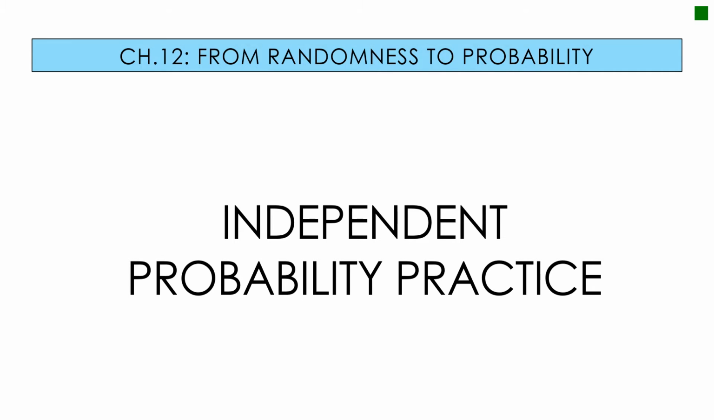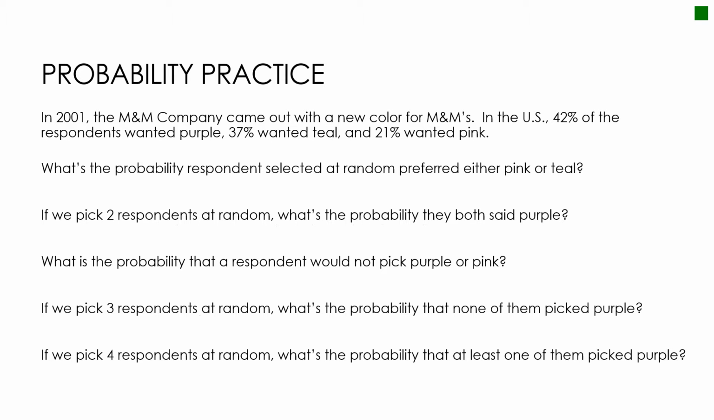Let's take a look at some probability practice for independent events. So let's do a little bit of practice together. The first question says, in 2001, the M&M company came out with a new color for M&Ms. In the US, 42% of the respondents wanted purple, 37% wanted teal, and 21% wanted pink.